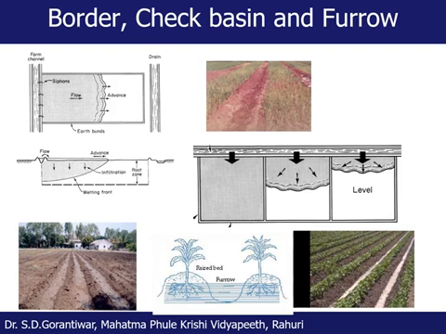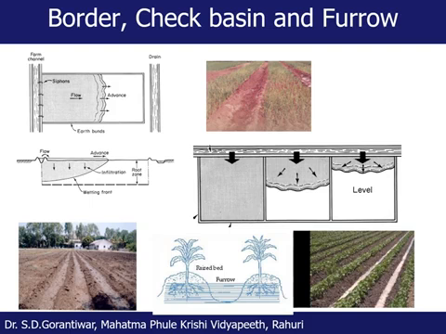But what happens while satisfying the need towards the tail end of the border or maybe ridges and furrows, the water will deep percolate beyond the root zone towards the head portion of the border or ridges and furrows, and these are the unavoidable losses in the surface irrigation method.